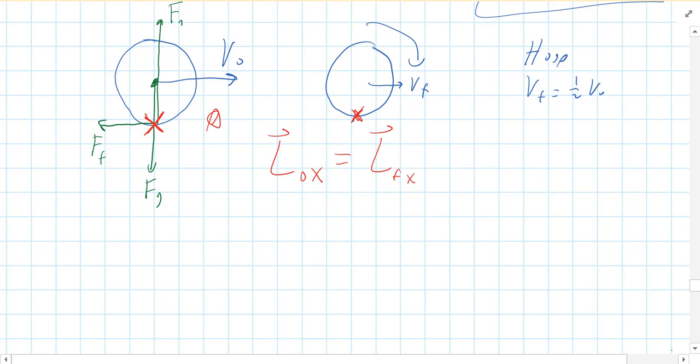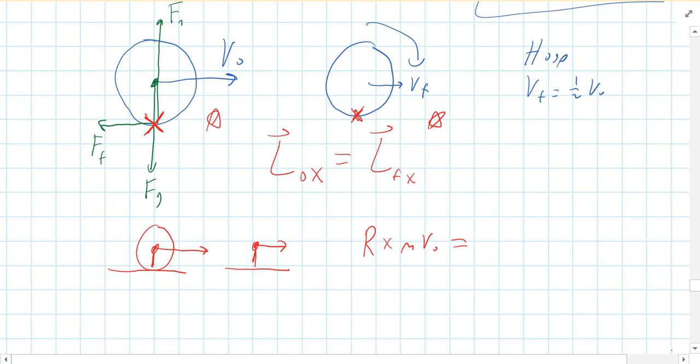Now, here's a tricky part, the before and the after. Before, the hoop is behaving like a point mass. All the mass is away from the floor. It's not rolling yet. It might as well just be a rock doing this, and this is our radius. It's behaving the same way. It's not rolling yet, it's just sliding. So for that angular momentum, we're going to do r cross p, which is r times mv naught.